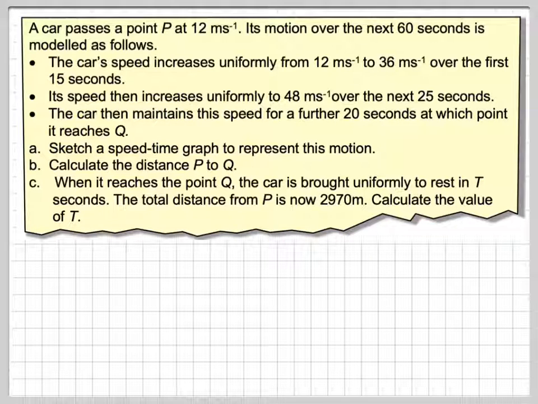Right, this question is quite wordy, so you need to read it carefully. A car passes a point P at 12 meters per second. Its motion over the next 60 seconds is modelled as follows.